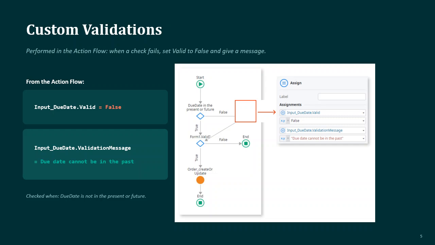When the due date is not in the present or future, the flow routes to an assign node that sets input_date.valid to false and sets input_date.validation message to the text "due date cannot be in the past." That is the entire pattern for a custom validation. Catch the bad case, mark the input invalid, and explain why.